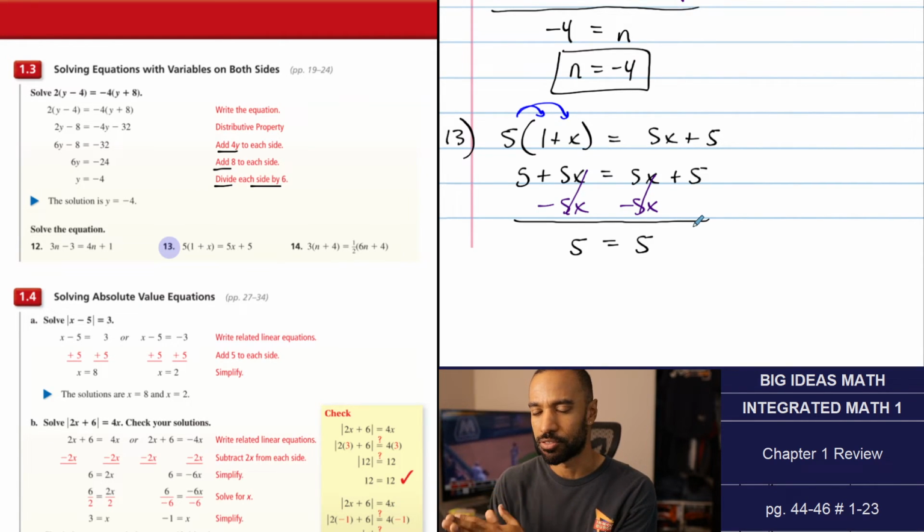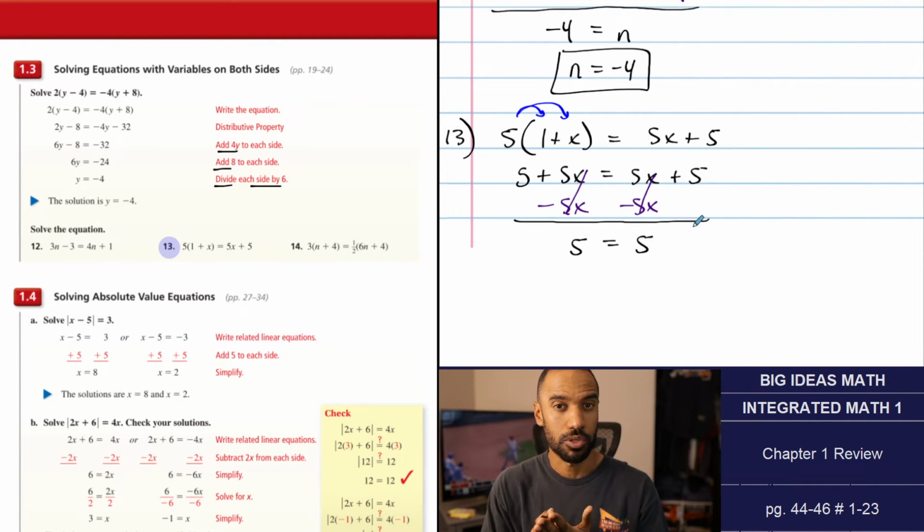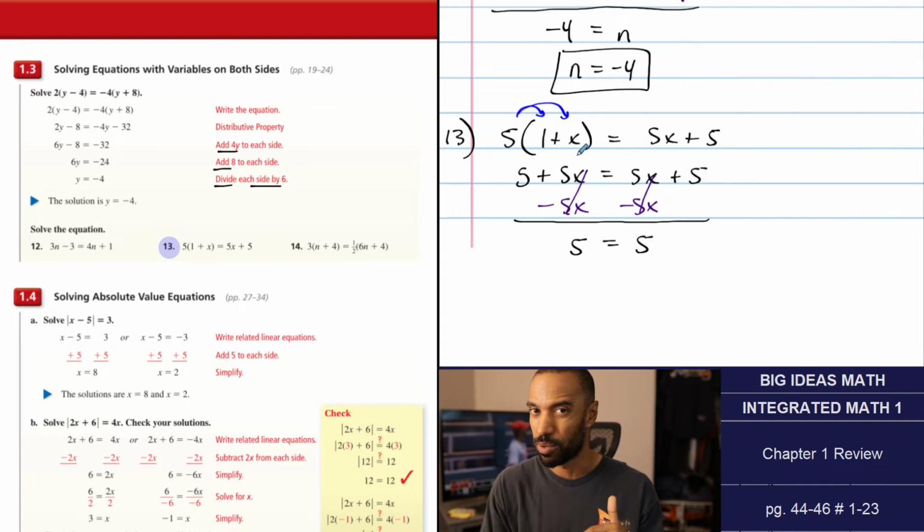What's happening here is the left side equals the right side. This is what's called an identity. From the beginning, this equation was an identity. The left side was the same as the right side. They were one and the same. This doesn't mean x equals 5. This actually means x can equal anything.